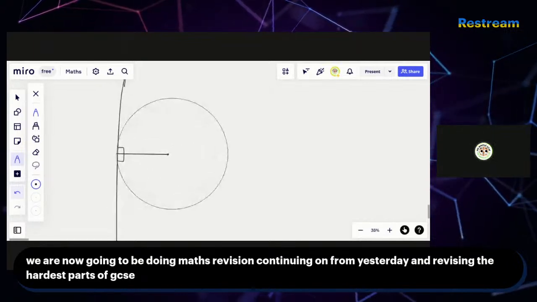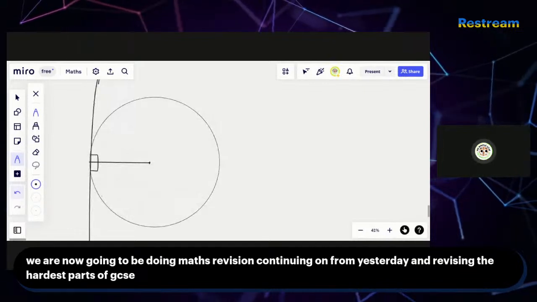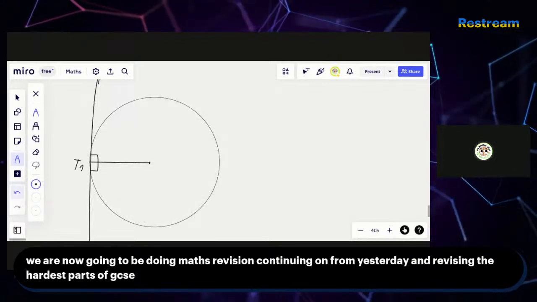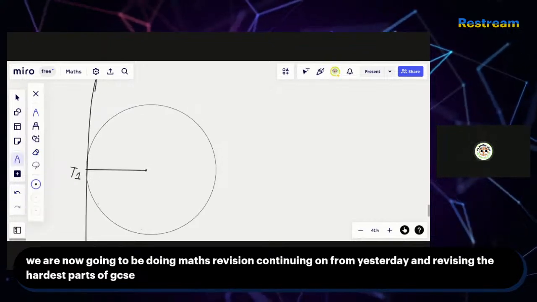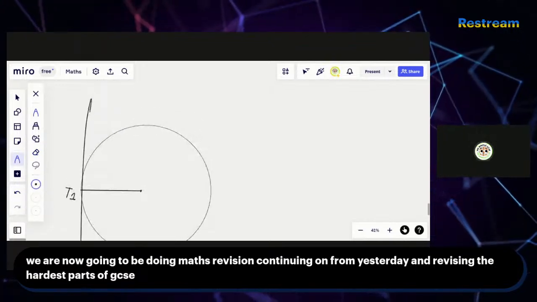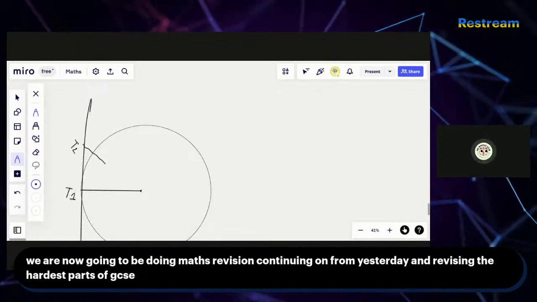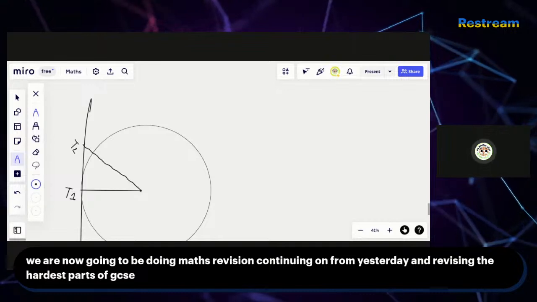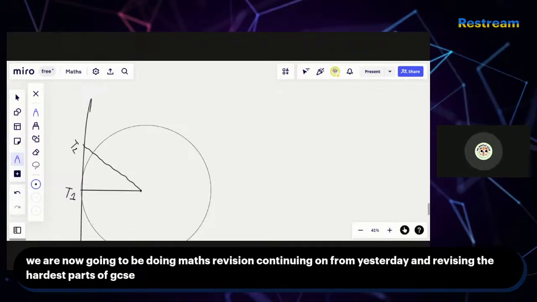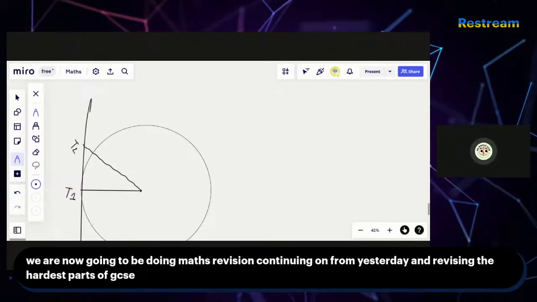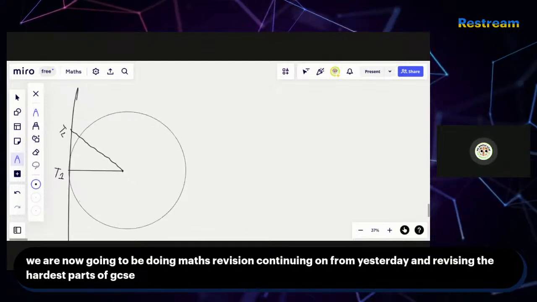So we say that, let's call this point T, and let's call this point T2. And let's create a triangle here. So we can't assume that's a right angle triangle. So let's assume that OT is not perpendicular to this line, T2 to T1.